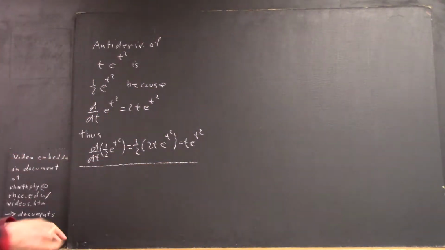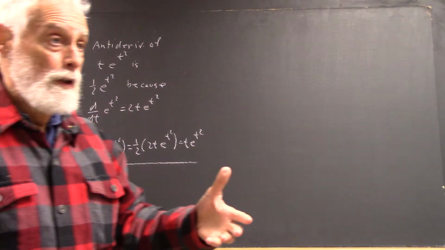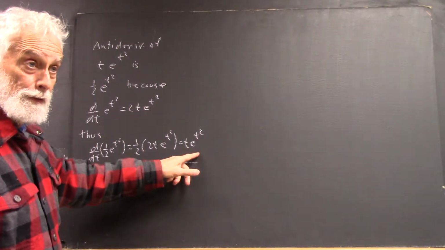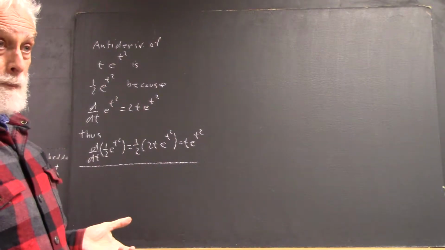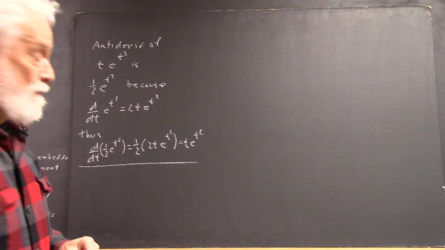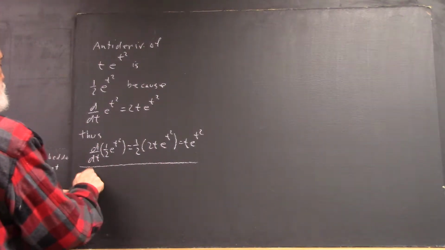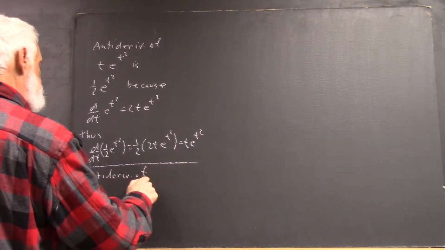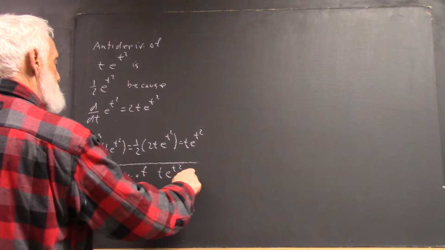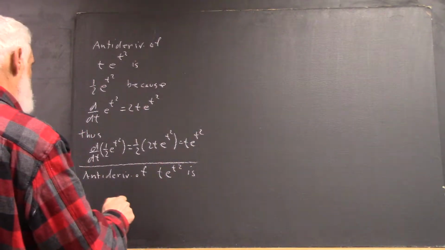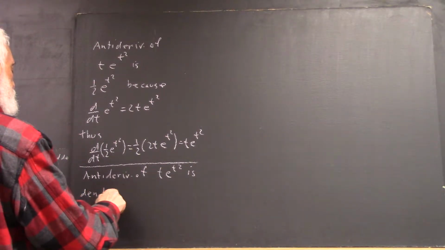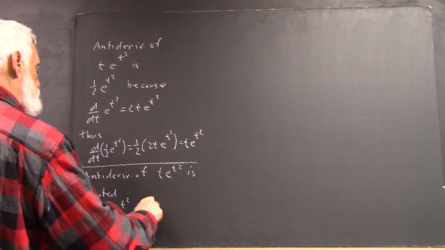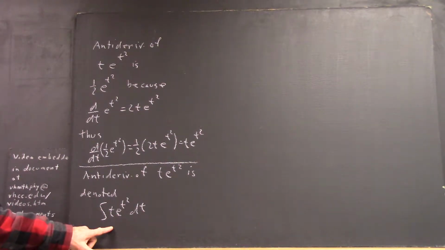Well, what you have here is a lot of problems of the same nature, but we want a method for discovering or for working out what this actually is. Okay? So I'm going to illustrate that method kind of quickly, and then we'll talk about it much more slowly. Okay, so first of all, your antiderivative of t e to the t squared is denoted this way, okay?